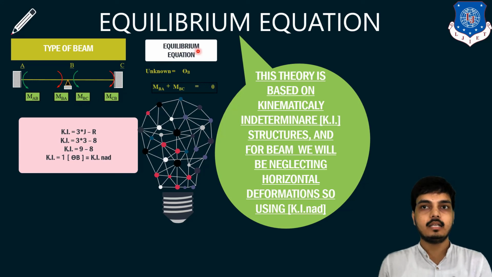So here our equilibrium equation will be formed on the basis of theta B, because my unknown is theta B. So now here MBA plus MBC should be equal to 0. Now the equilibrium equation says that the summation of moment will be equal to 0. Means if it is not resisting moment, then the moment will be 0. You know that simple support does not resist moment. So this is anti-clockwise moment, this is clockwise moment. The summation of it will be considered as 0.